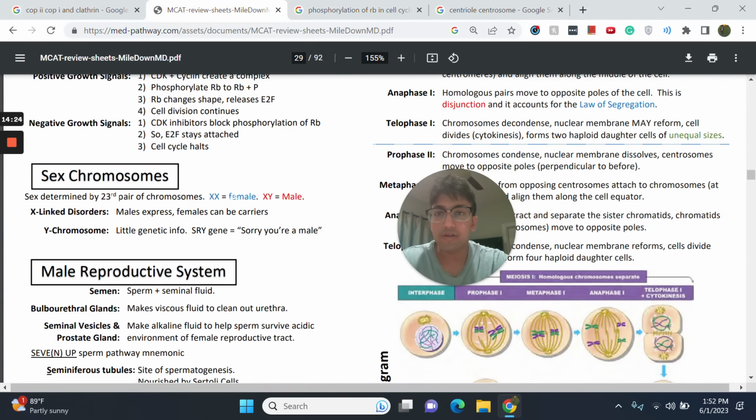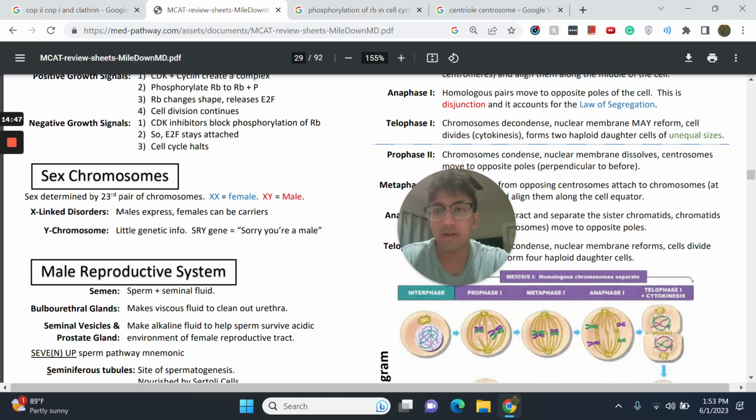The next thing is sex chromosomes, and this is pretty easy. You should know that XX is female and XY is male in human beings. There are 23 pairs of chromosomes, which means there are 46 total chromosomes. Out of those 46, one of each pair should be from your father and one from your mother. So 23 are from your mom, 23 are from your dad.